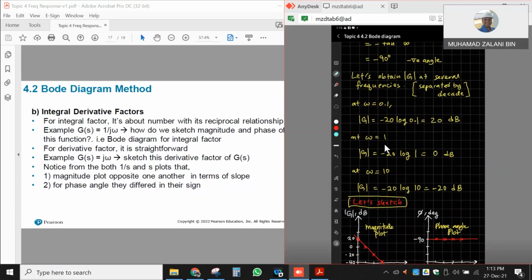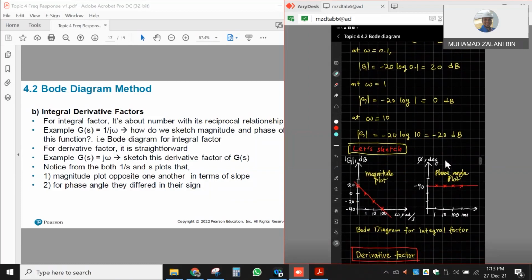Next, at a frequency of omega equals 1, we calculate G, negative 20 log 1, which is 0 decibel. And moving further from 0.1 and 1, to omega equals 10. So omega goes 0.1, 1, 10, 100, 1000, and so forth in the log scale.